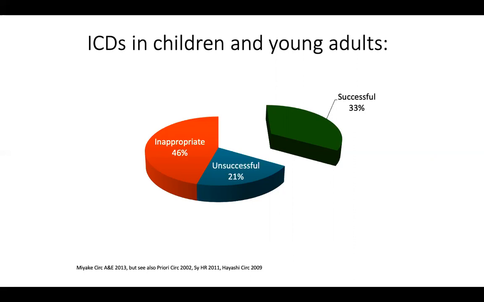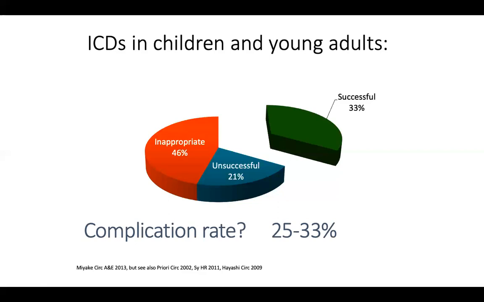These are particularly pulled from Christina Miyake's work in 2013, but Sylvia Priori's work and a whole bunch of articles leading up to it have all said that about a third of people who get shocked will have successful shocks, and that inappropriate shocks are very common. The overall complication rate for young people with ICDs is about 25 to 33%. That's not in the first 5 years, but the lifetime complication rate is about 25 to 33%.